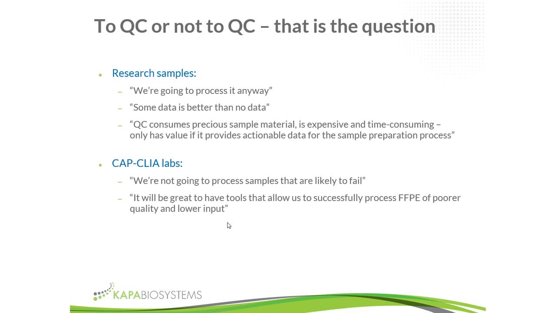So typically, clinical labs will only process a sample if they know it will succeed. At this point, the quality cutoff is much higher than for research samples, and the input cutoff is also much higher. Where in a research setting, people will still try to make a library from 50 nanograms of FFPE DNA or FFPE with really poor quality, in clinical labs that's not the case. And the challenge there is how can we increase that spectrum of samples that can be processed successfully, and how can we predict that we can process these successfully.